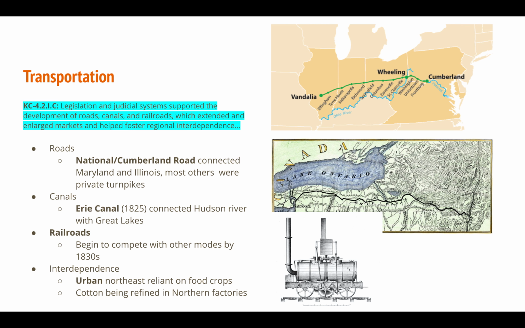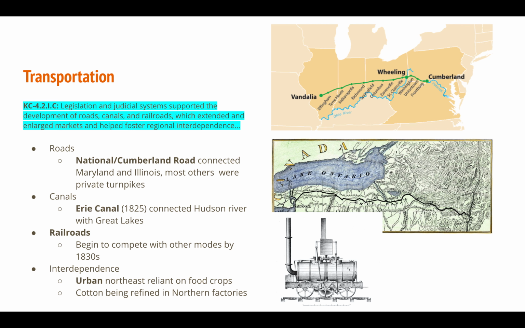Railroads began to be competitive with other modes of transportation by the 1830s. This, along with steamboats at the very early beginning stages, were rather dangerous, because if too much pressure built up in the steam engine, it would actually explode and kill all the people on board.